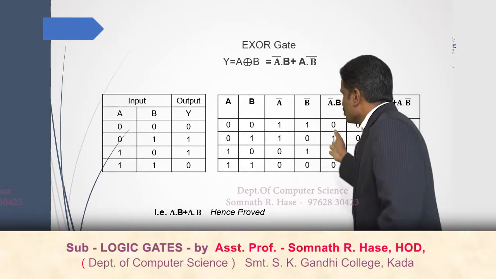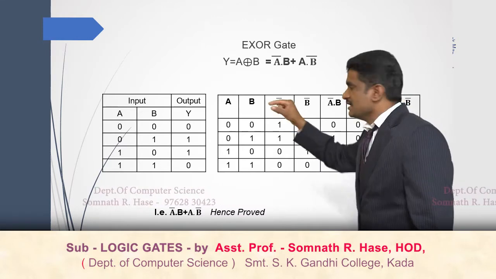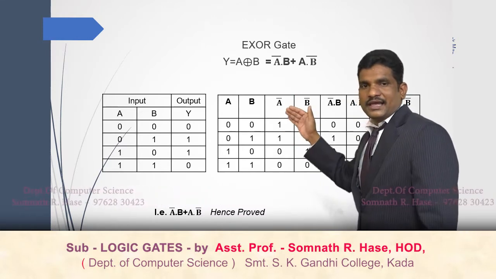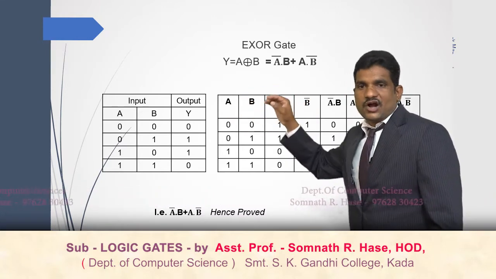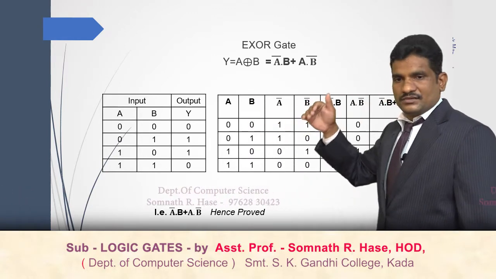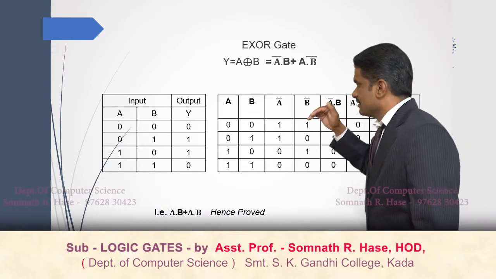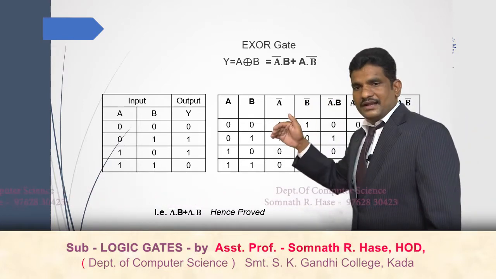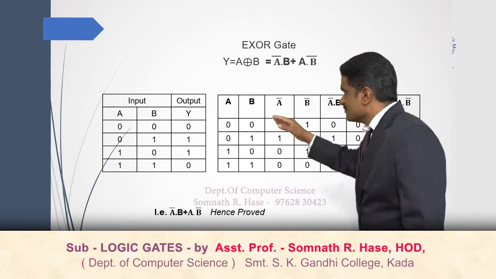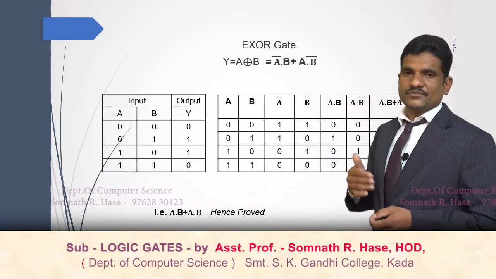We can see in both these tables, the output in the last column Y and the other column are identical, and hence we have proved the Boolean expression A not B plus A not B. Here we can see both these columns are identical, and hence the EX OR gate is proved.